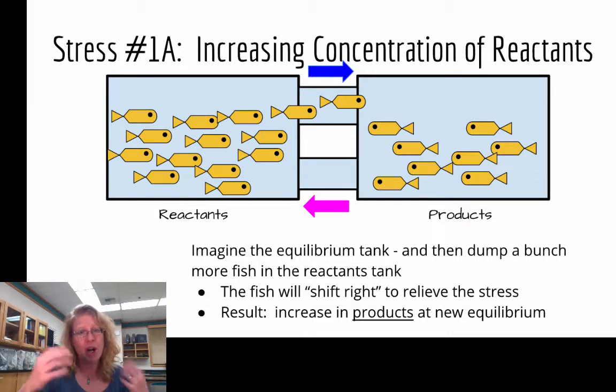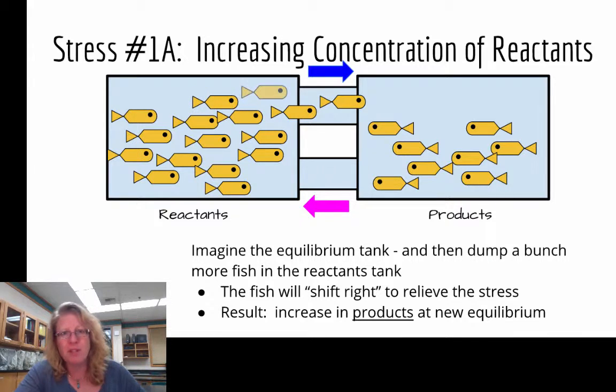So what this is going to be called is a shift to the right as the fish are swimming that direction towards the product side. And in the end, we're going to have a higher concentration of products than we did before. So again, that's kind of how we discuss these. A shift to the right will cause an increase in the amount of products at the new equilibrium.